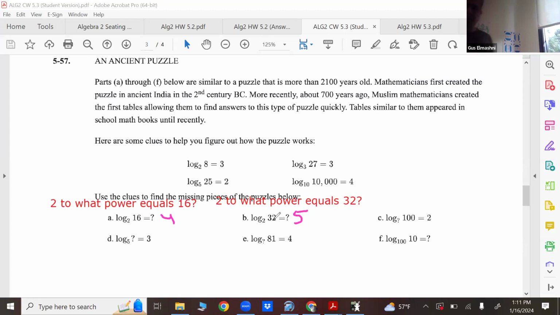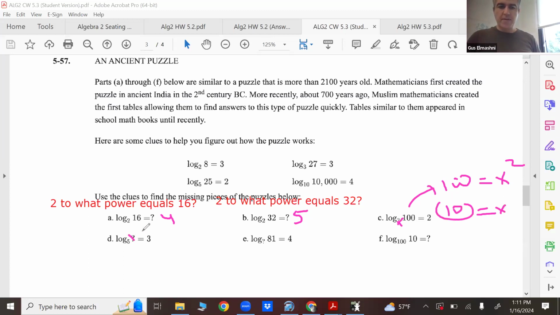Okay. Let's say I call this x here. This is like saying 100 equals x squared. What's x, guys? 10. Yep. Okay, we'll call this x over here. x equals 5 cubed. What's x if you need 5 cubed? 125.